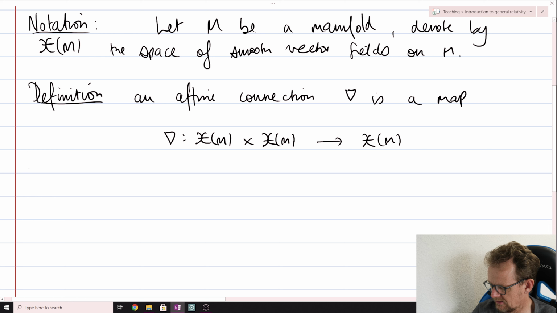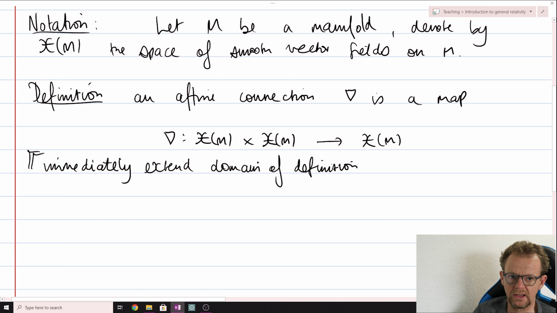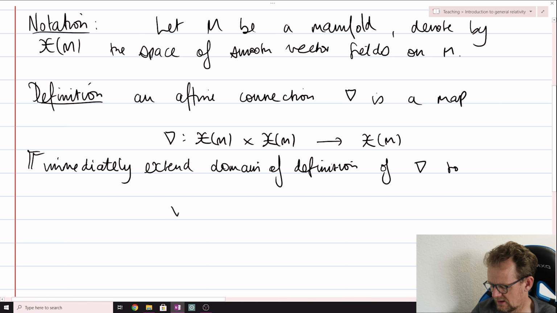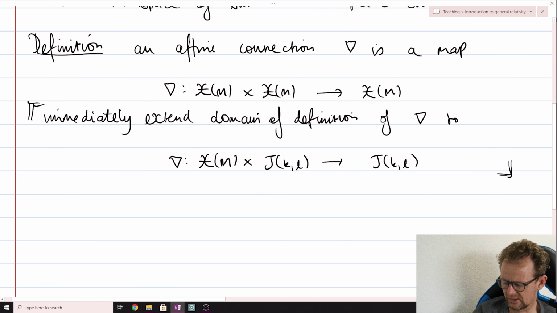But what we will do is we will immediately extend the domain of definition, because it turns out that the axioms that I'm going to list will just be easiest to phrase in a wider setting, namely to the setting where nabla takes as an argument one smooth vector field, but as its second argument it just takes an arbitrary tensor field of type (k,l) and produces an arbitrary tensor of type (k,l). So basically everything I write in the following list of abstract requirements about a covariant derivative or affine connection can immediately be extended to tensor fields, where the second argument is a tensor field.